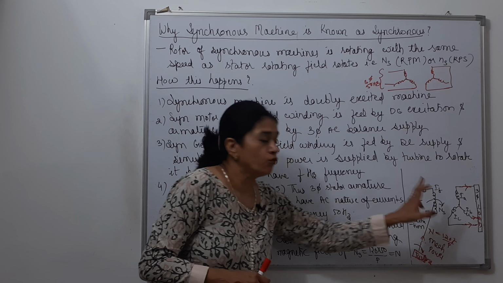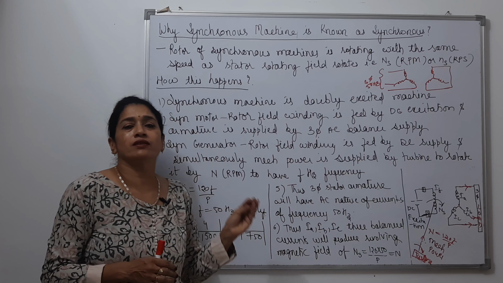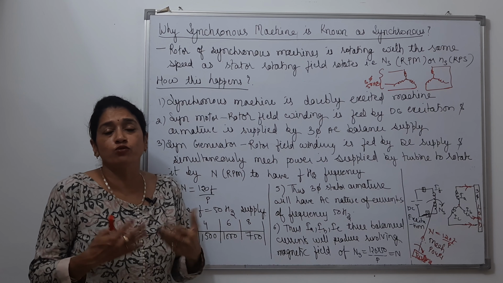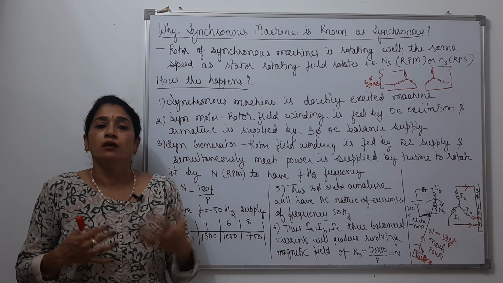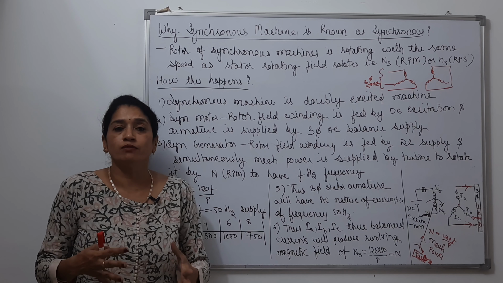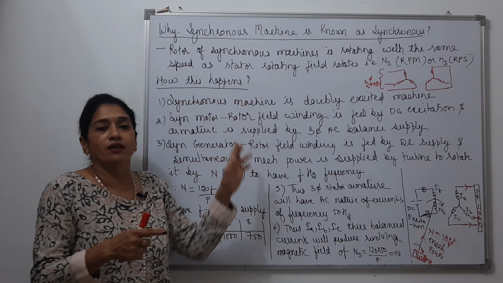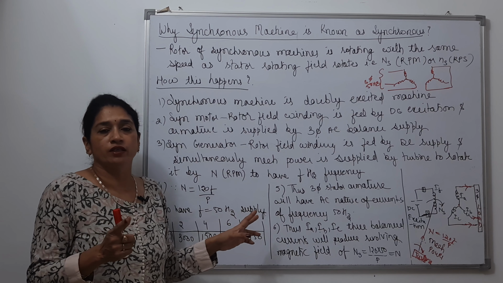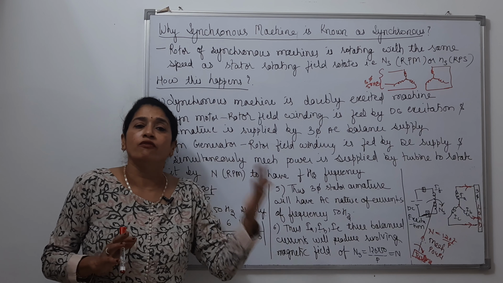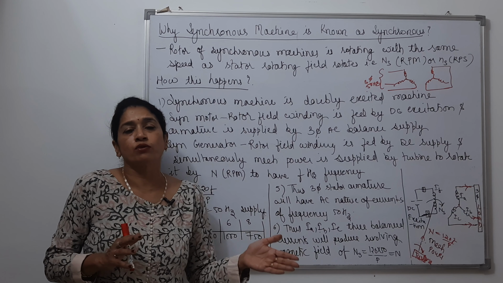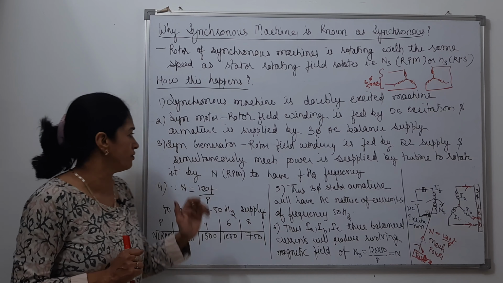Now I am explaining how this happens, why the rotor speed and the revolving magnetic field developed by the three-phase armature winding are of the same speed. I will give that answer with respect to the synchronous generator, because till now I have taught you only the synchronous generator. Whenever I take up the synchronous motors topic, there also I will give you the answer like this with respect to the motor itself.